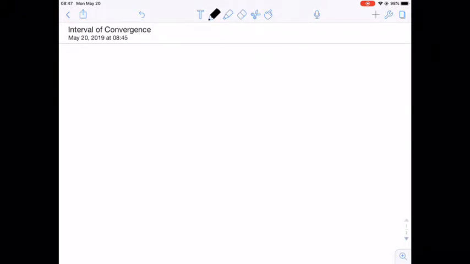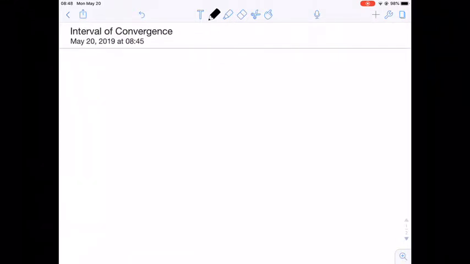So today we will move on to interval convergence. With our knowledge from the convergence tests that we have talked about in our previous video, we will move on to interval convergence and radius of convergence.